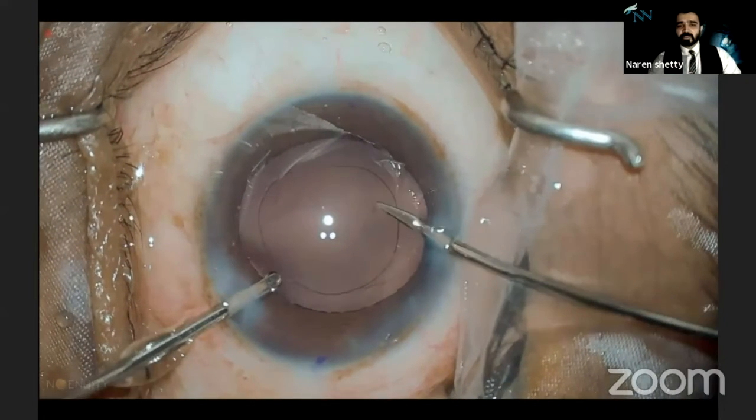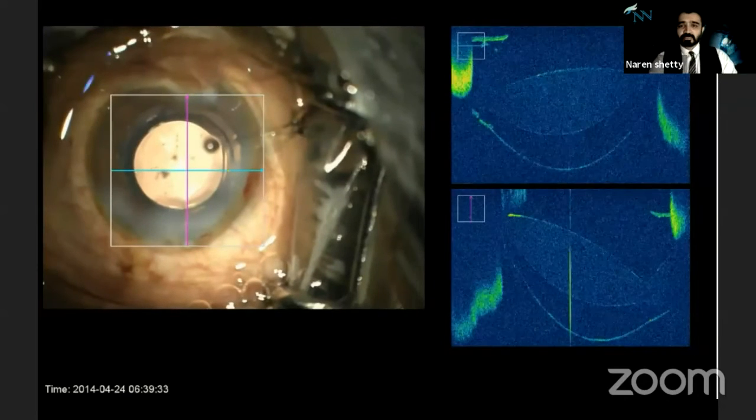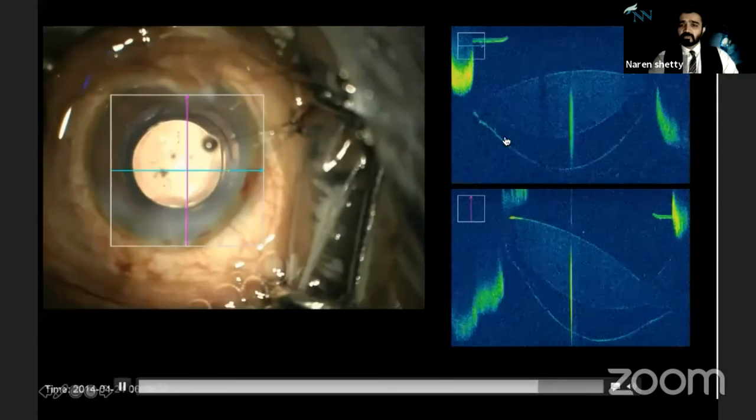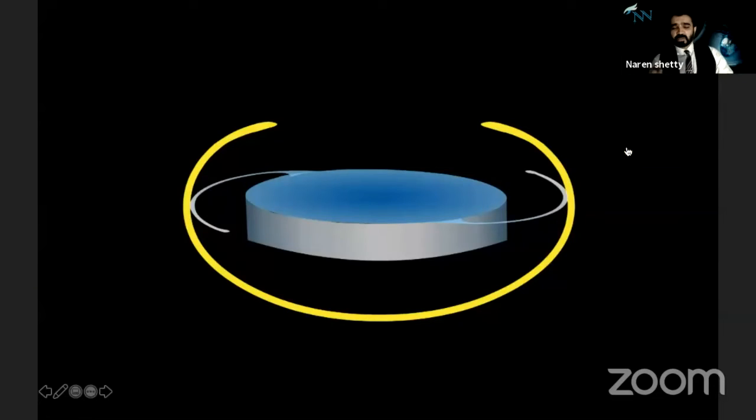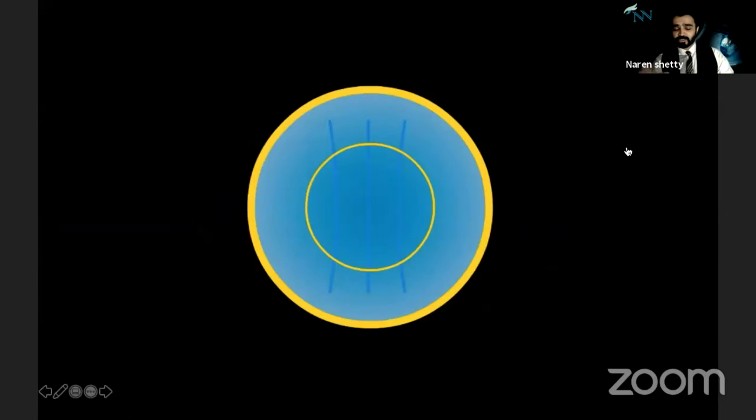Now, why CTR in all my patients? As you can see, this is an immediate post-op OCT, where you can see a huge gap between the posterior capsule and the lens. This is one of the reasons why there is a higher chance of rotation during the early post-operative period.